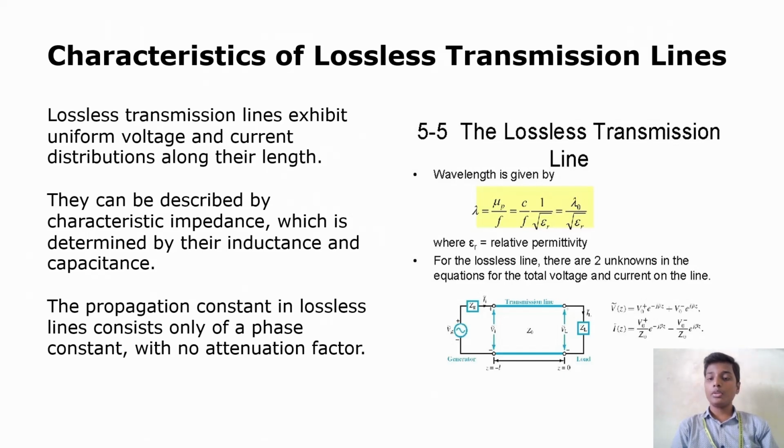V of z equals V naught plus e power minus j beta z plus V naught minus e power plus j beta z. I of z equals V naught plus by Z naught e power minus j beta z minus V naught minus by Z naught e power plus j beta z.